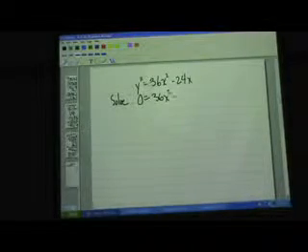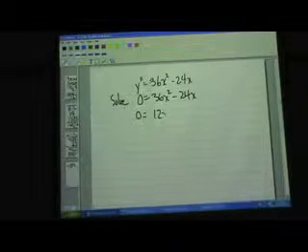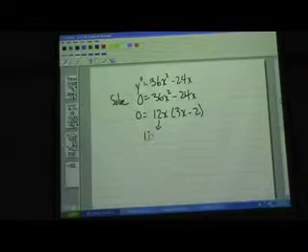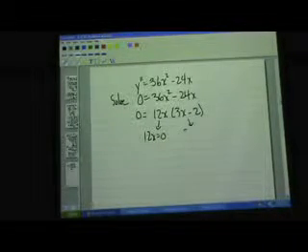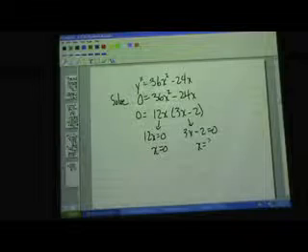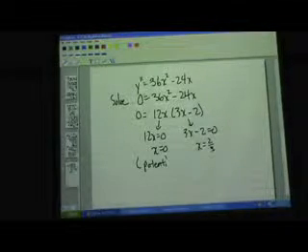36x squared minus 24x. Again, a little bit of factoring here. You can factor out a 12x. That would leave 3x minus 2. These factors get put equal to 0 and solved. So I'm going to get x equals 0 again, and I'm going to get x equals 2/3. Now be careful, these are potential inflection points.